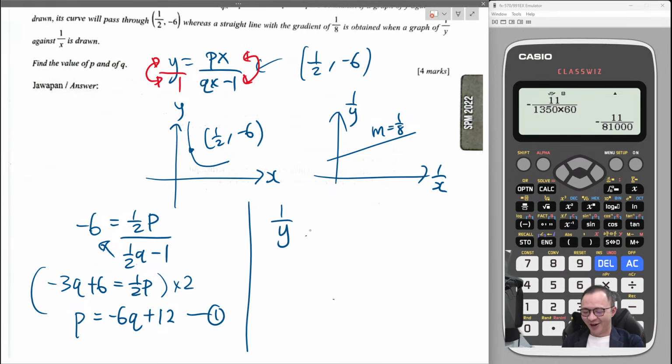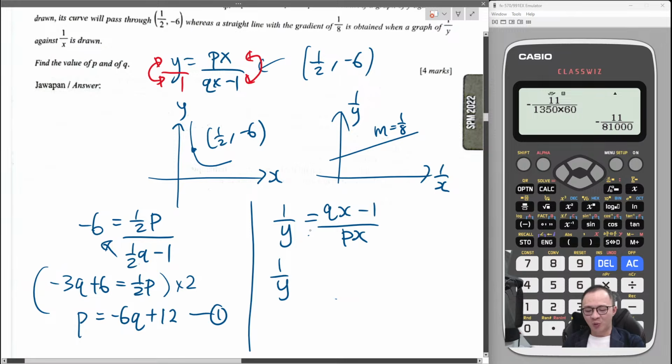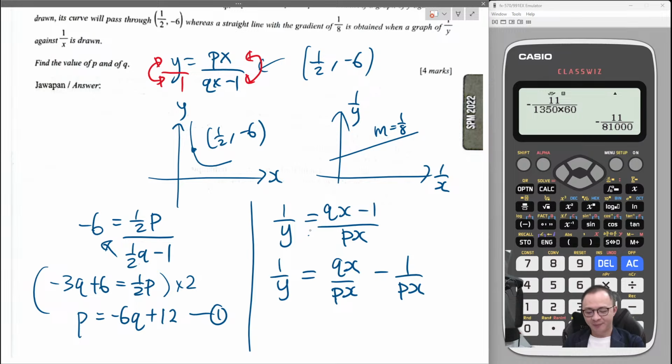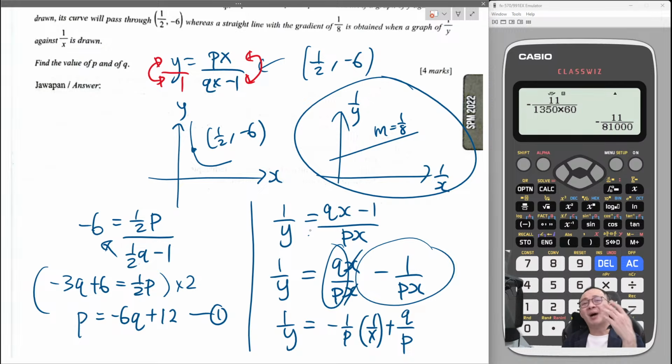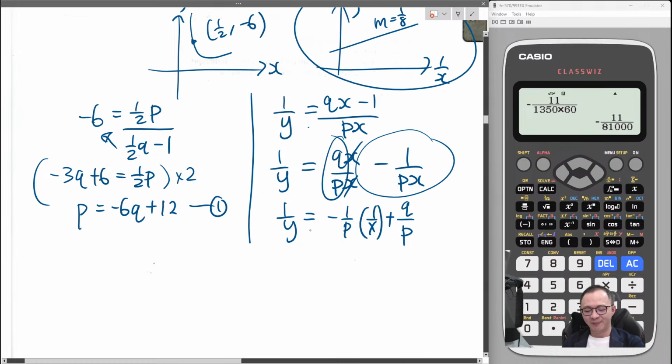But anyways, yeah, this is 1 over y. This is qx minus 1 over px. So this is 1 over y equals qx over px minus 1 over px. So I want to get this pattern. So I need to get a 1 over x somehow. x and x cancel. So I know this one without x will be my c. So I put my c at the back here. Then here, I can separate, becoming negative 1 over p multiply 1 over x, isn't it? Do you see that? Because negative 1 over p multiply 1 over x, I get negative 1 over px. Make sense? If it makes sense to you, now I got my gradient.